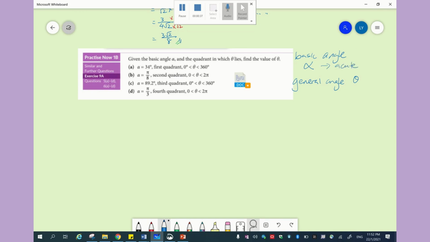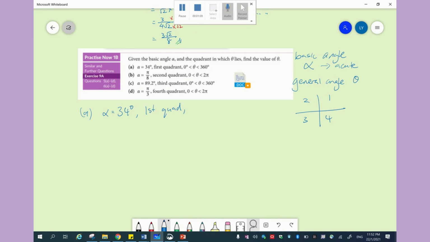It doesn't belong to any quadrant, but the general angle belongs to a particular quadrant, either quadrant 1, 2, 3, or 4. Okay, so now let's look at the first question. They give you that the basic angle alpha is equal to 34 degrees, and it's in the first quadrant. And then the general angle is between 0 and 360.